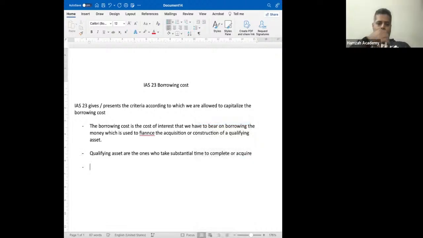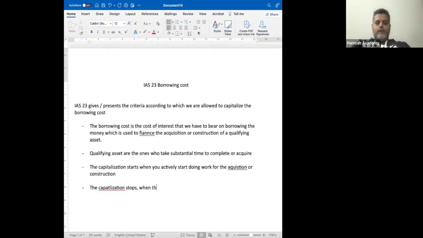Here we go. And then the capitalization starts when you actively start doing work for the acquisition or construction, right? And the capitalization stops when the asset is available for use.